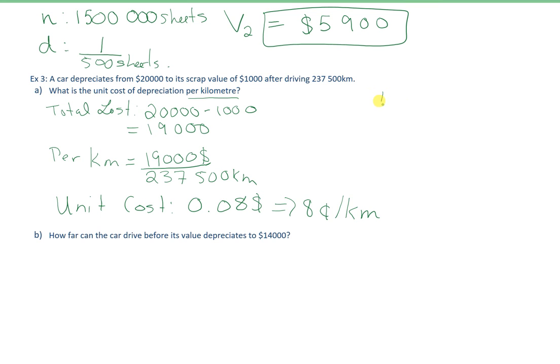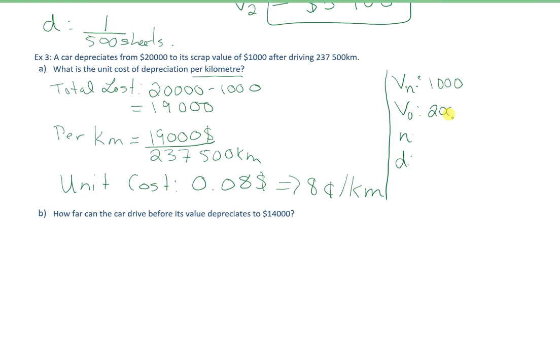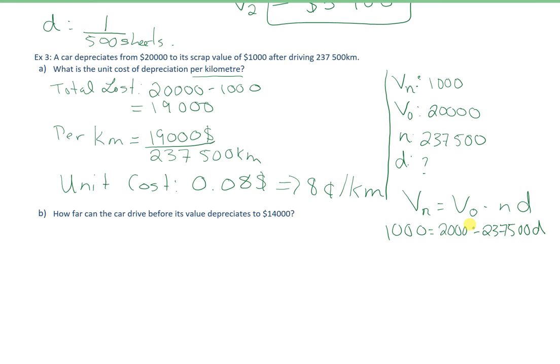Otherwise, you can think of just plugging into the formula. Here we're going to be solving for D. So Vn, the value at the end, is going to be the 1,000. V naught, what it started at, is the 20,000. The N, the number of uses, is 237,500. And D is what we're looking for here. So if I was to fill in my formula, I would get 1,000 is equal to 20,000 minus 237,500D.